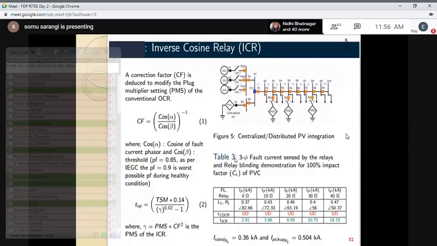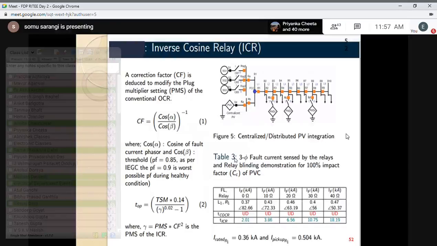So we are adding a factor called the correction factor. The correction factor is cos alpha divided by cos beta, inverse, where cos alpha is the cosine of the fault current angle and cos beta is the threshold, given as 0.8. As per the IEGC, the worst power factor is 0.9.